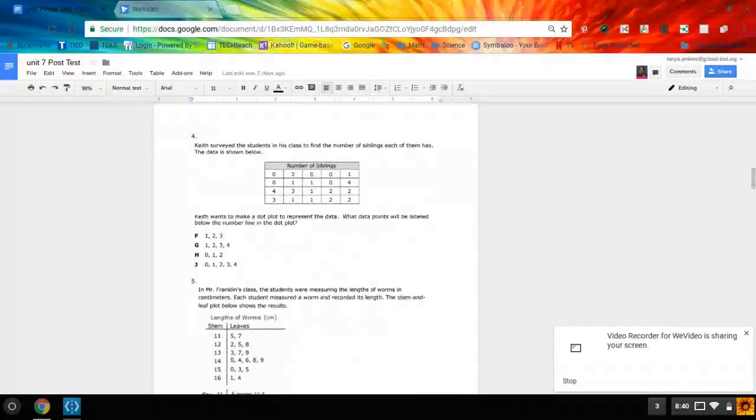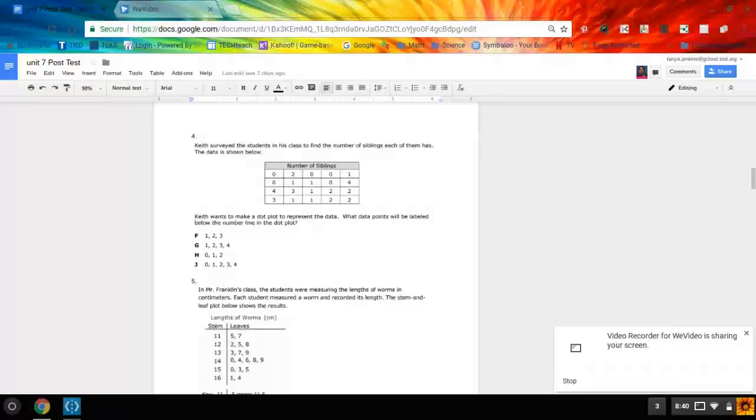Keith surveyed the students in his class to find the number of siblings each of them has. The data is shown below. Keith wants to make a dot plot to represent the data. What data points will be labeled below the number line in the dot plot?